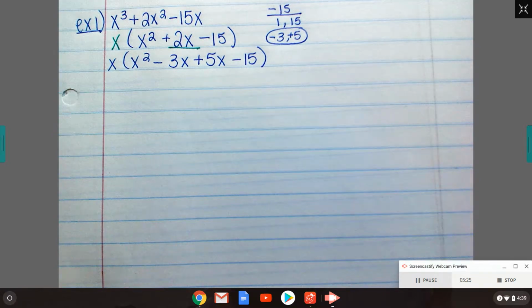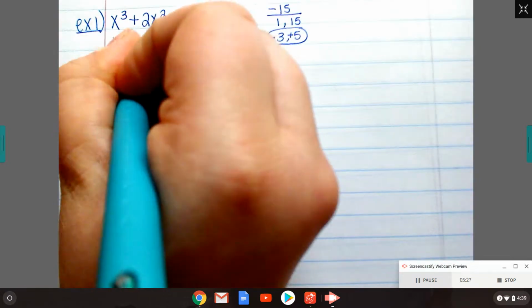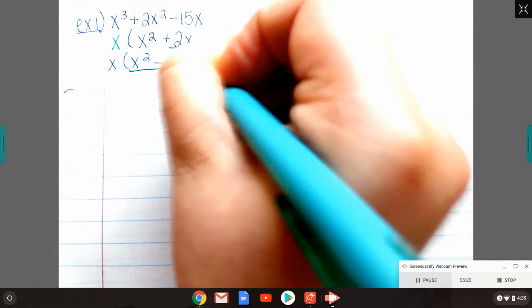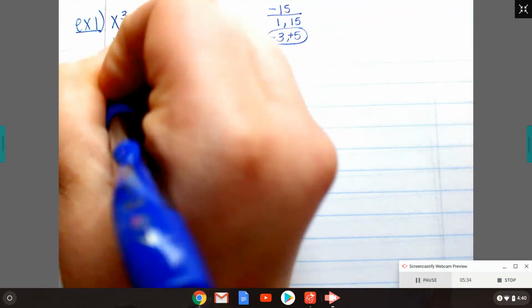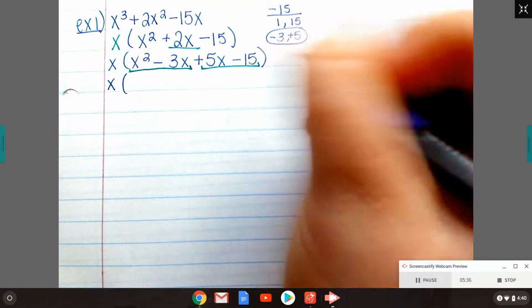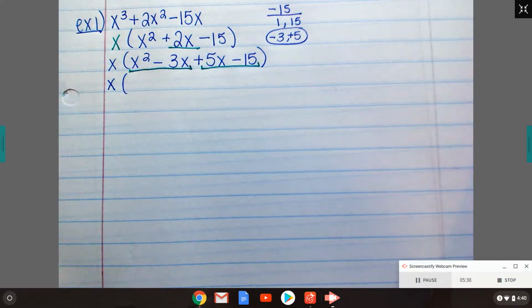All right, the grouping method says next to look at the first piece of two terms and then the second piece of two terms separately. So let's do that. I'm going to make sure I leave this x hanging out with me the whole time. So be a little careful there.